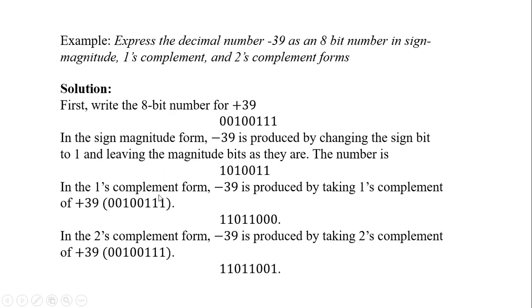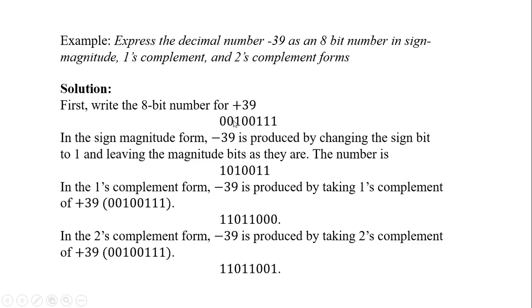In the 1's complement form, minus 39 is produced by taking the 1's complement of the binary of plus 39. So this is the binary of plus 39. So the 1's complement along with the sign bit, this is the 1's complement. In 2's complement form, minus 39 is produced by taking the 2's complement of the binary of plus 39 along with the sign bit. So this is the 2's complement of this number, so it represents minus 39.